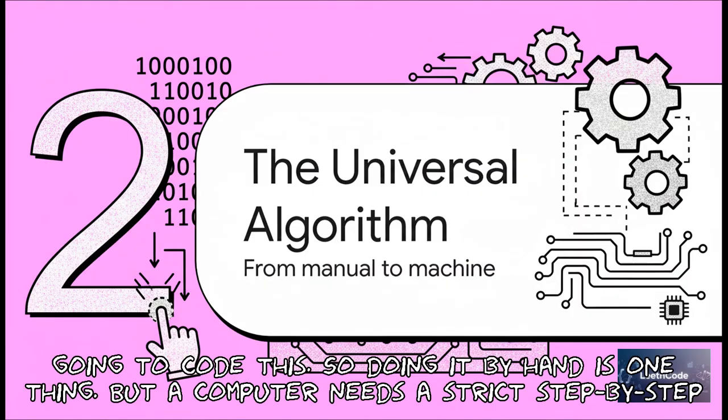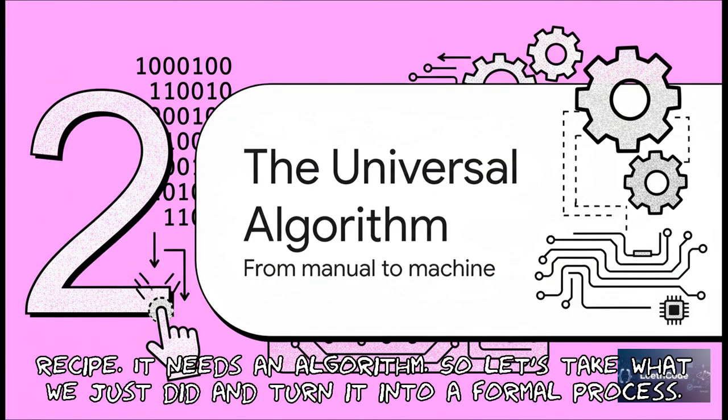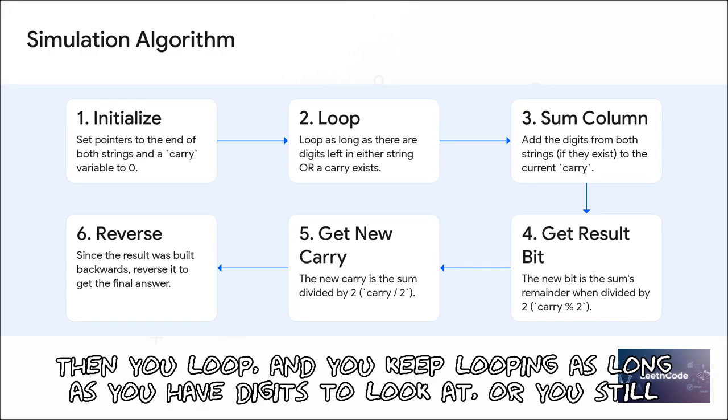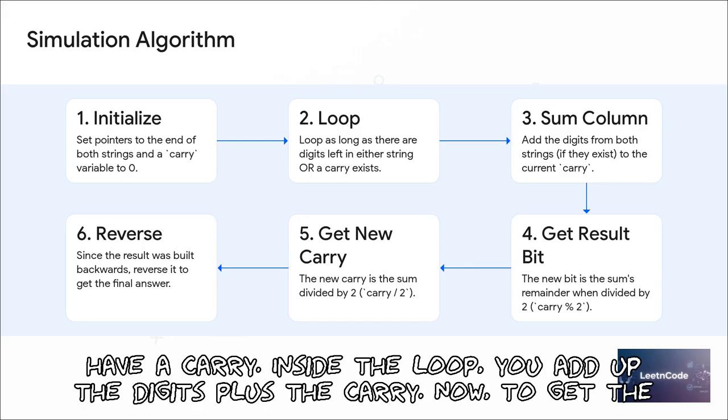So doing it by hand is one thing, but a computer needs a strict step-by-step recipe. It needs an algorithm. So let's take what we just did and turn it into a formal process. This is basically the whole game plan. You start pointers at the very end of both numbers. Then you loop, and you keep looping as long as you have digits to look at or you still have a carry. Inside the loop, you add up the digits plus the carry.